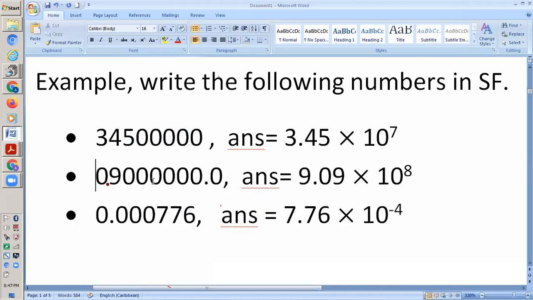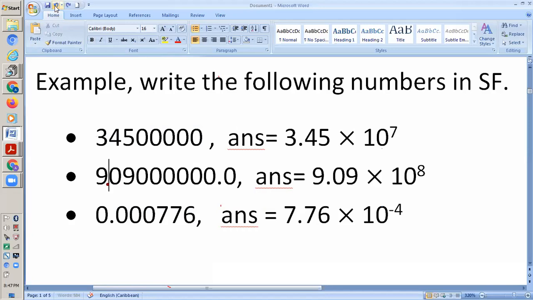All right. So it's positive when you move the point to the left, but it is negative when you move the point to the right. So that's why it's -4. Okay, got it. All right, thank you.